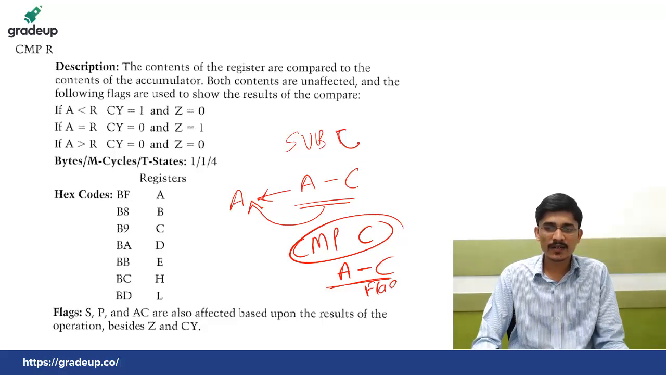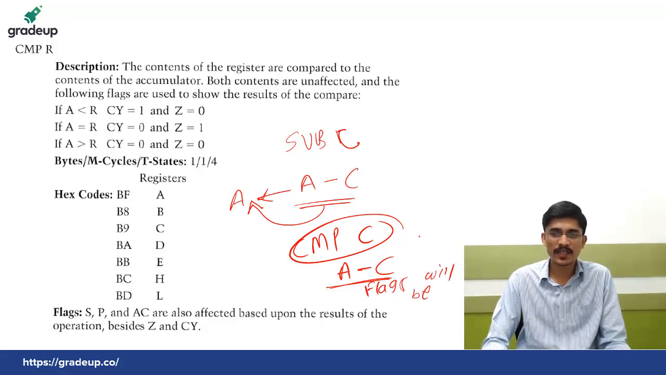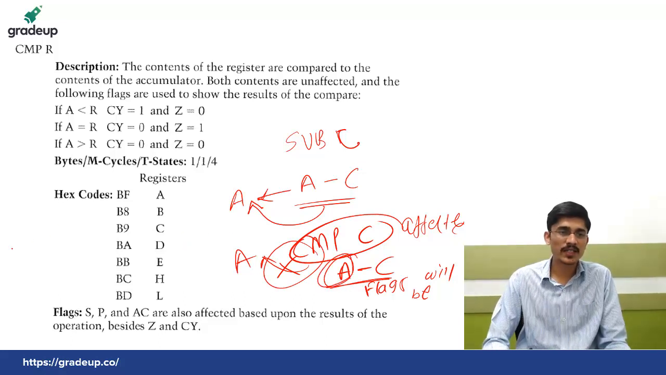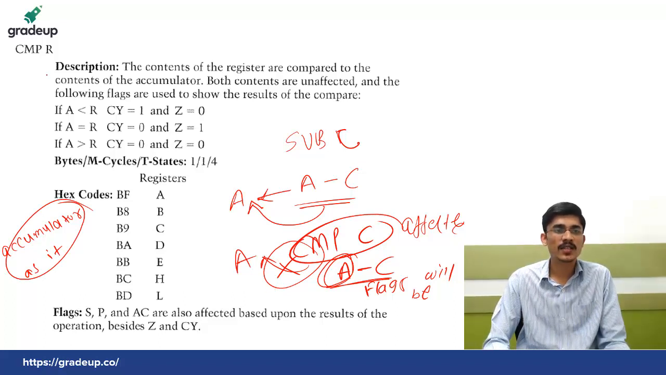all the flags will be affected, but the result is not stored back into the accumulator. The accumulator contents will remain as it is. Be alert that the accumulator contains the same value. Just the flags are affected due to this compare R instruction. Here you can observe that the contents of the register are compared to the contents of the accumulator. Both the contents are unaffected after this operation.